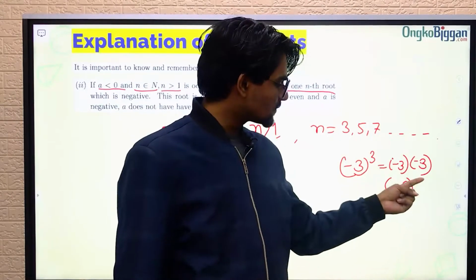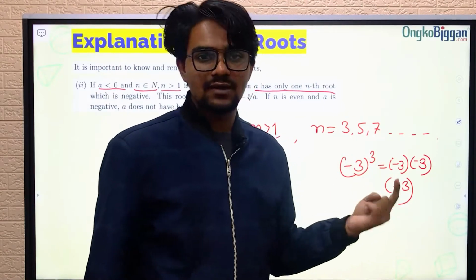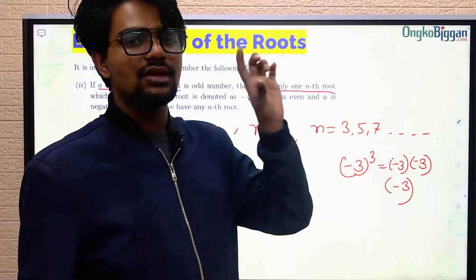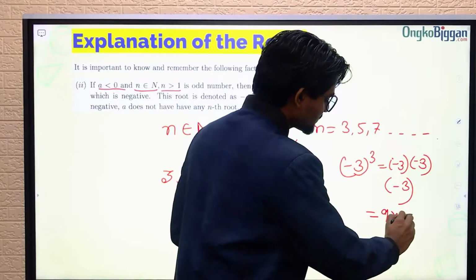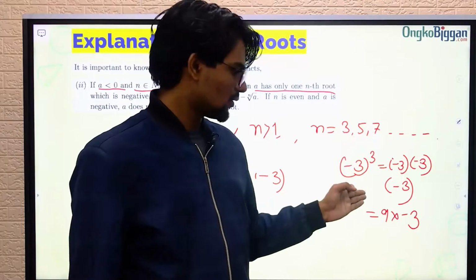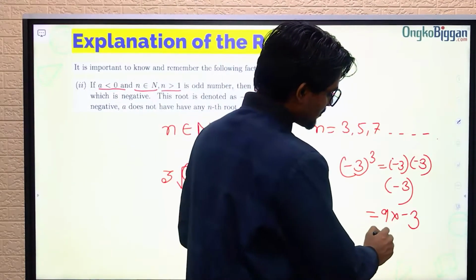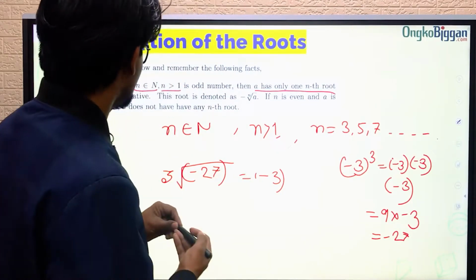But since we are also multiplying with another minus 3, we have plus 9 into minus 3. So since there is one minus here, it doesn't get cancelled out, and we get minus 27. So this is written here.